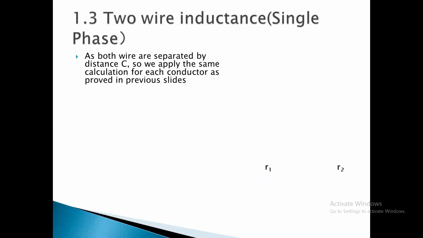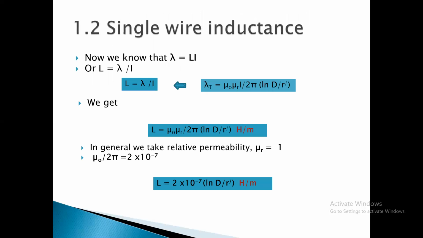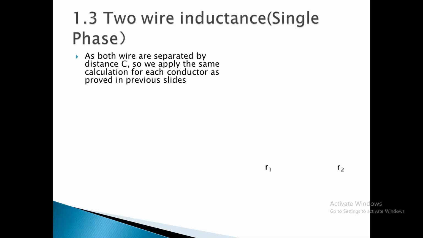So now, two wire inductance. What will we do if there are two wires? In the case of a single wire, you just put the values in this formula. Very easy. So in case of two wires, what formula do we use? Now we will calculate here.